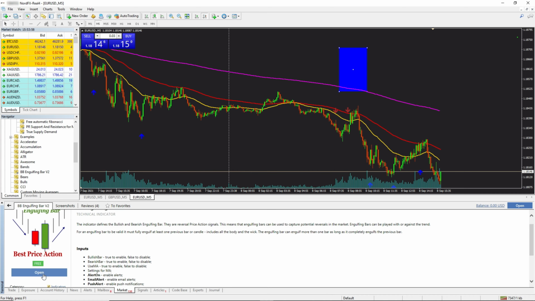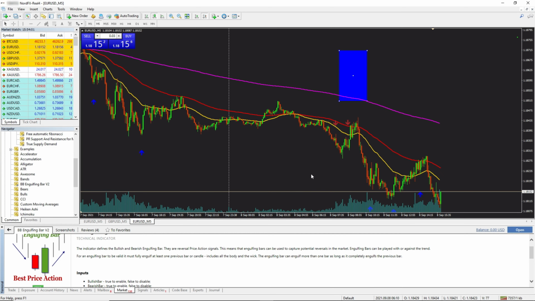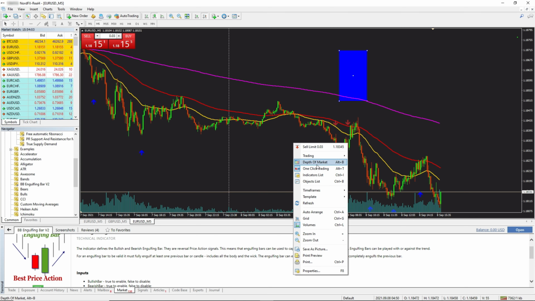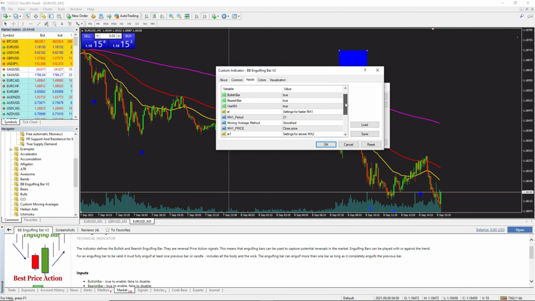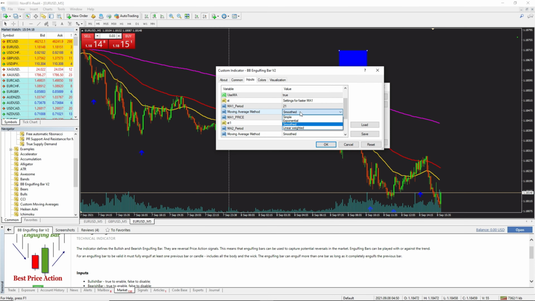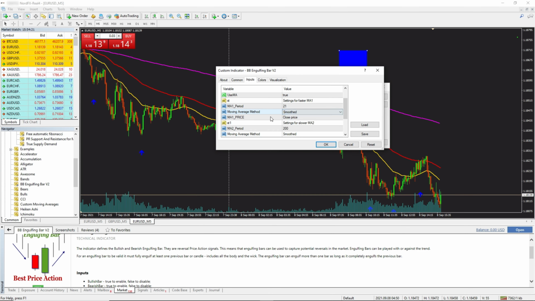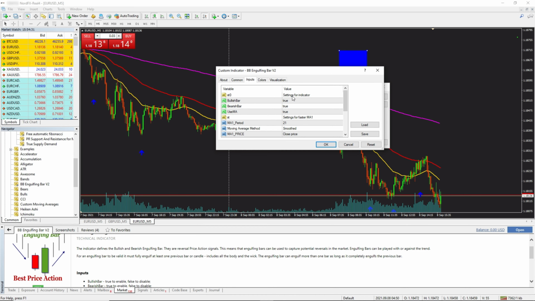You download it, add it onto your chart, and when you look at the settings, the only two things I changed in the settings is for the faster moving average, I put the period on 21, changed it to smoothed. You can set this to whichever one you prefer. And the other moving average, I set it to 200 and smoothed it again. As for the engulfing bar, the system will do its own thing.